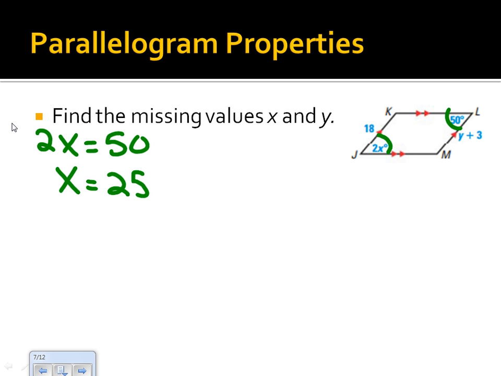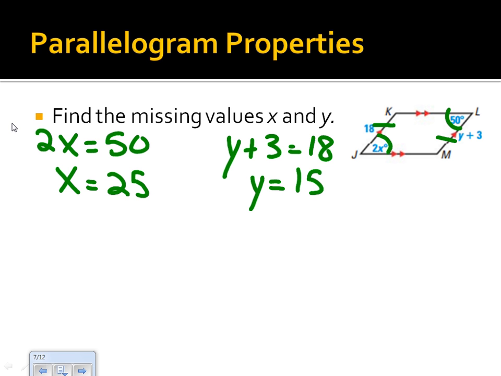The other one, what would my equation be? Y plus 3 equals 18. So what does y equal, Cindy? 15. And that's because we know that the opposite sides are congruent again. Okay. So 3 properties we've done so far. The first property was what? Both pairs of opposite sides are parallel. What was property 2? Opposite sides are congruent. What was it, property 3? Opposite angles are congruent.